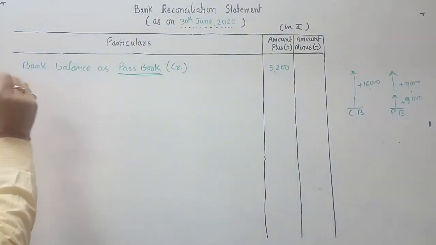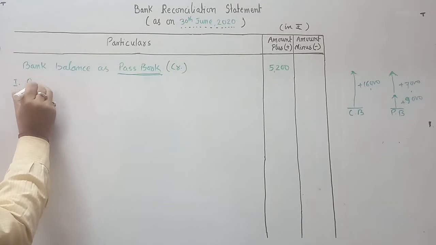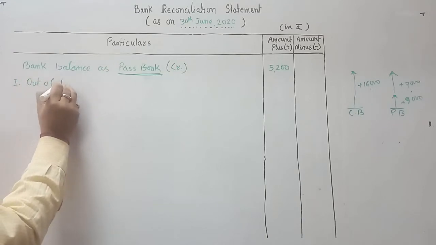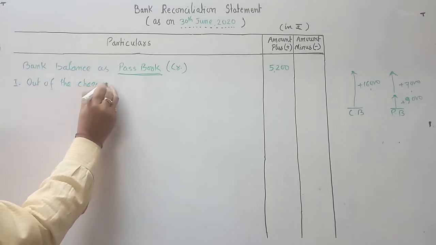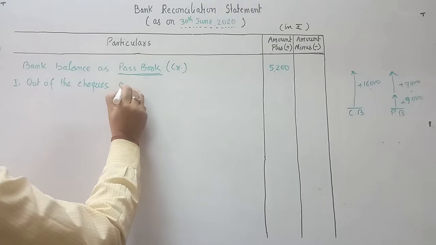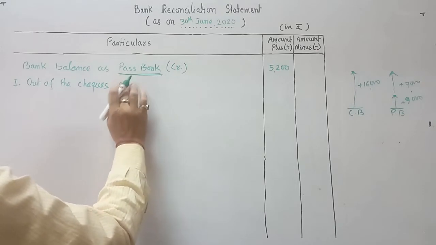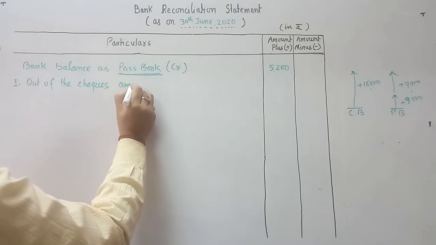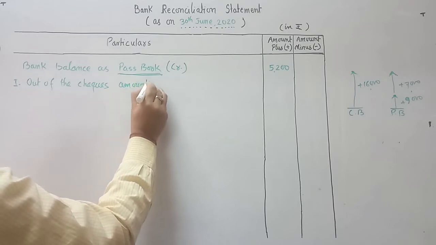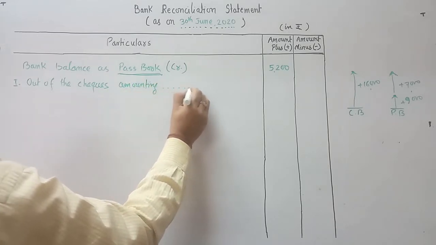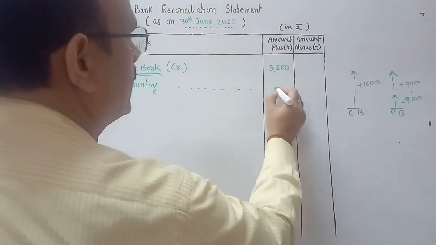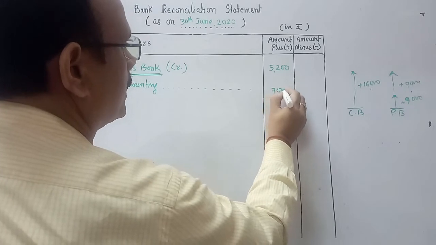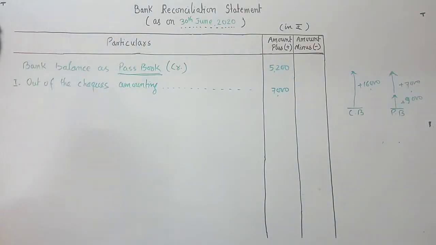So you write the information over here. Write the complete sentence: out of checks amounting to rupees 16,000 deposited. Write it in the addition column, the plus column, 7,000. Okay. Next is the second one.